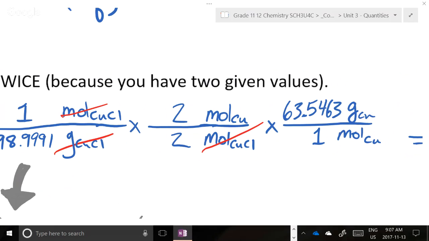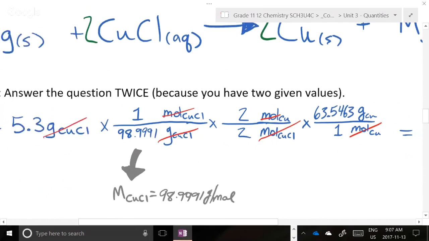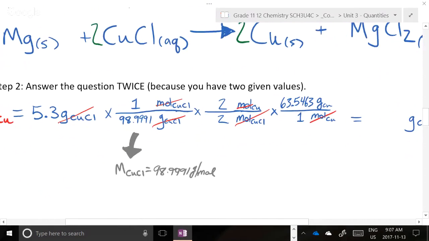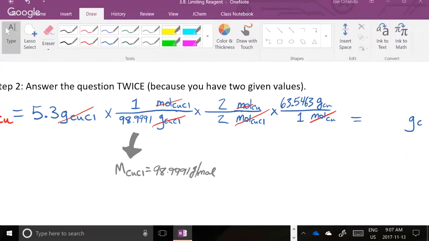What cancels now? Moles of copper will cancel, and when I'm done this calculation, what will I know? Very good. So I want you to go ahead and calculate that and tell me the number. And keep in mind, how many significant digits do we have here? 2. We have 2 sig figs. Good.